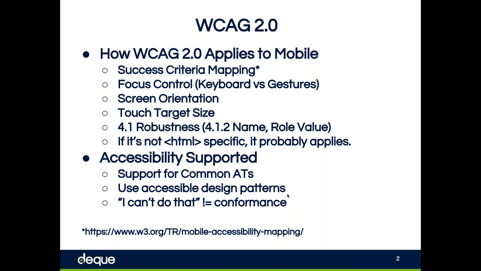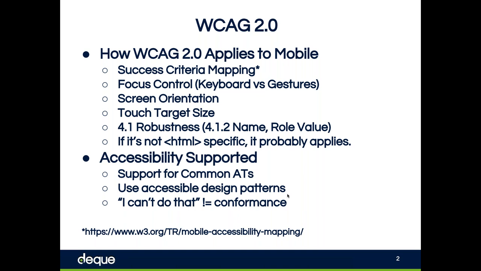And then the last thing I want to talk about is this accessibility supported thing. And basically what accessibility supported from WCAG 2.0 says is you really need to make sure that you have support for common ATs and that you use accessible design patterns. If your website or your application functions within a specific assistive technology and that technology isn't the kind of common technology that you're designing for, for example, TalkBack is a common AT, but so is Switch Access, so is Brailleboard, so are these other common platforms. You have to be able to ensure that your app supports the common AT, and if I can't do that, it does not mean conformance. If you're having trouble making an application accessible and it's not conformant, perhaps you have to go through a redesign phase. And so that's all I wanted to say about that.